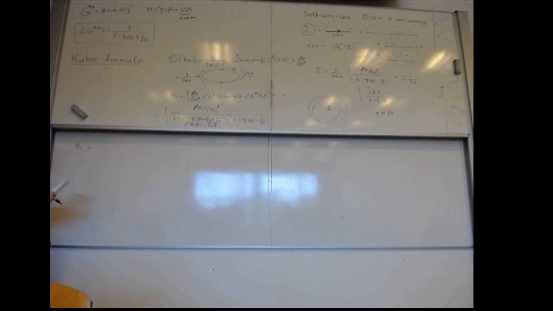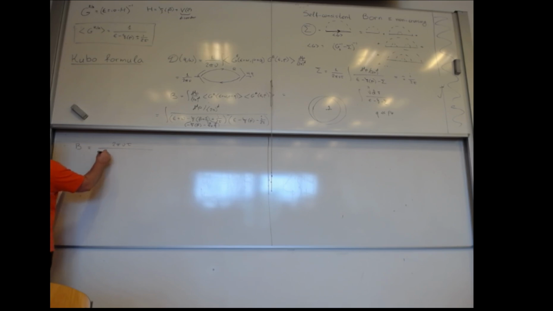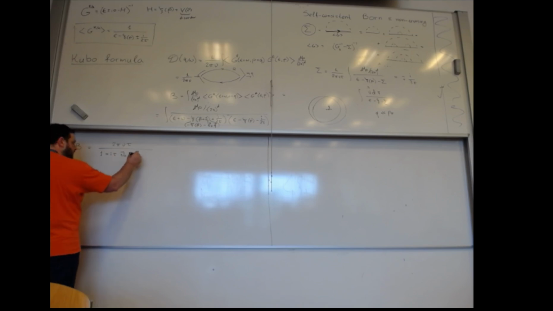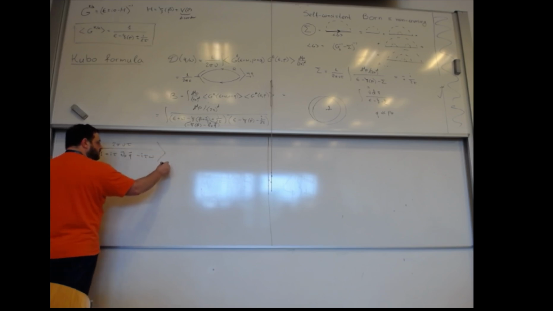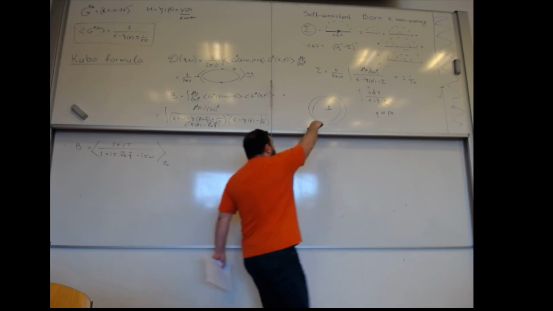B equals 2 pi mu tau divided by 1 plus i tau P Fermi times Q minus i tau times omega. And this thing should be averaged over the whole Fermi surface, over the directions of the Fermi momentum.